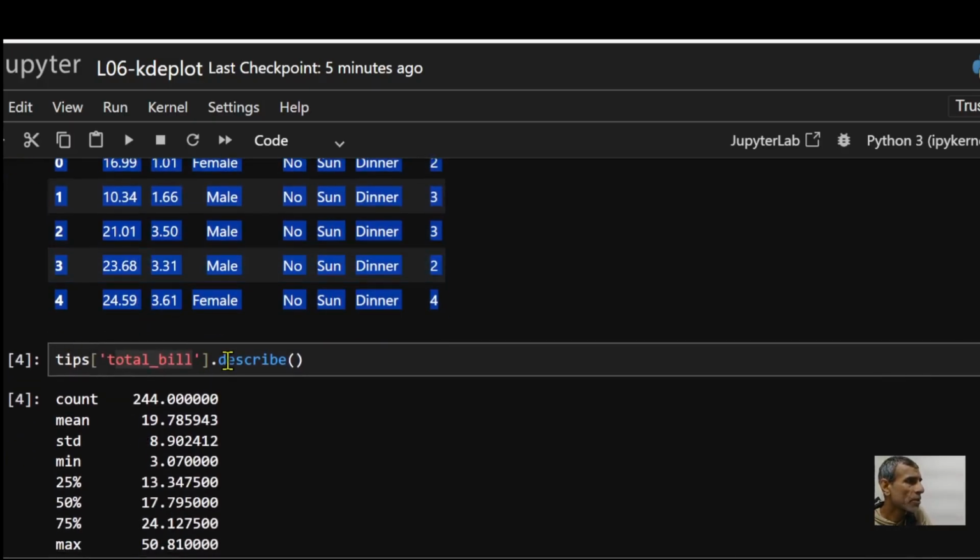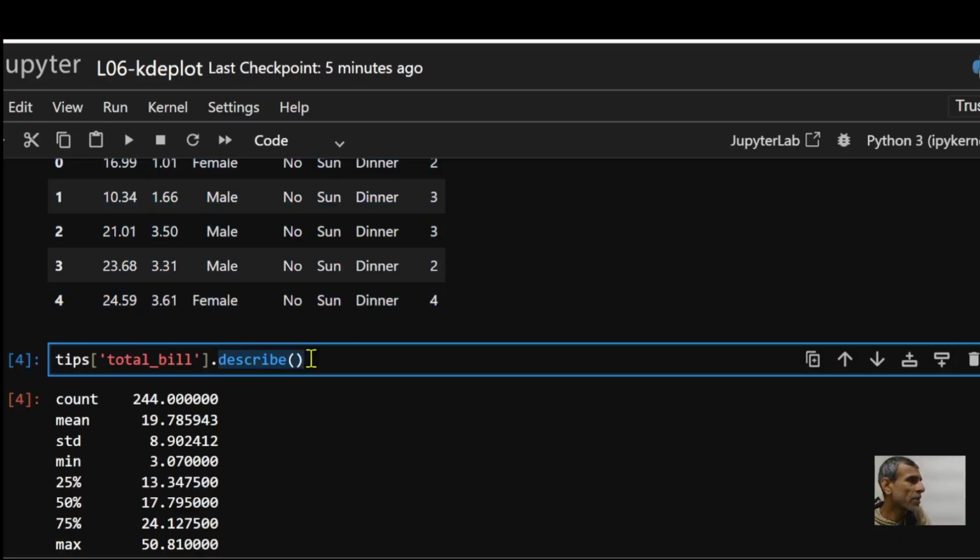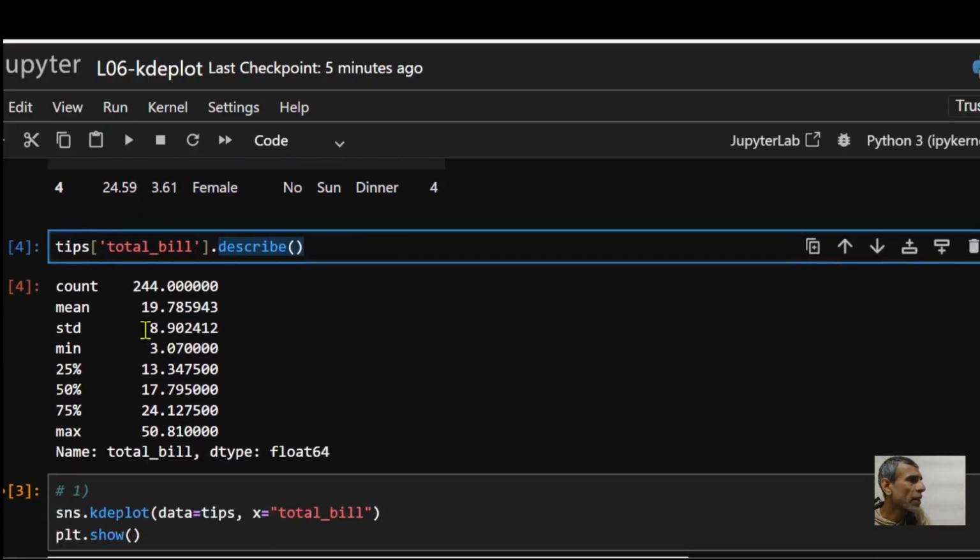So for total_bill, I'm just printing out the descriptive statistics. It tells me the minimum value of total_bill is 3.07 and the maximum value is 50.8. My standard deviation is 8.9, and the average value is 19.7.